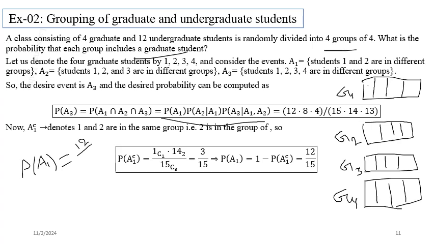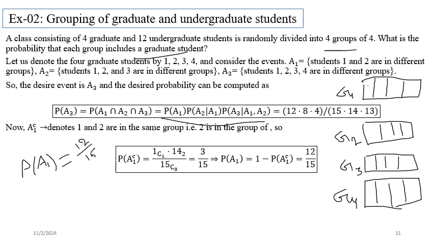Group 1 will have how many options? Not 16, 15 options. Now, A1 says students 1 and 2 are in different groups, so a space will be taken by the second student. So out of 16, you talk about 15: student 1 will have 15 options, not 16 possibilities. Now you talk about student 2: once student 1 has taken one place, it has 12 options like that. We are talking about students 1 and 2 right now, not the others.